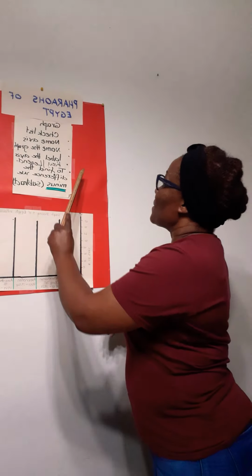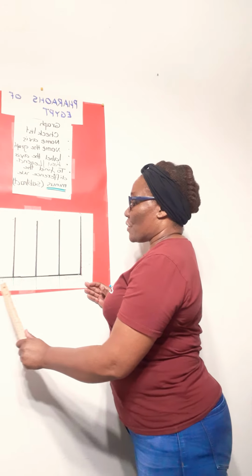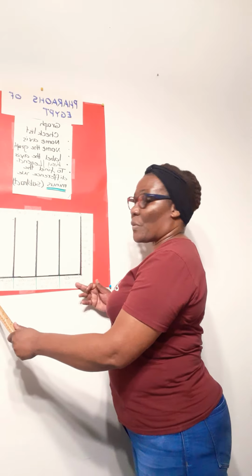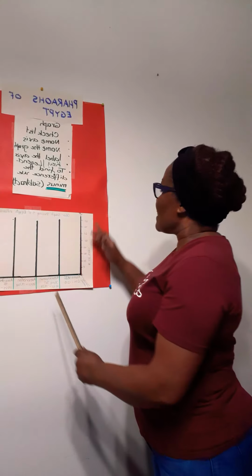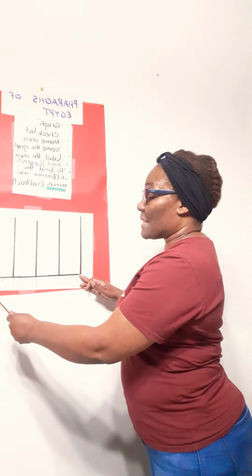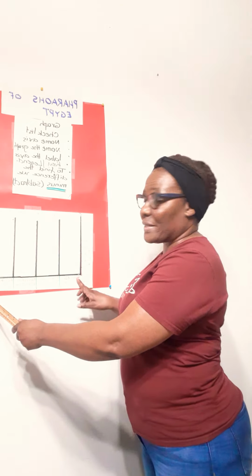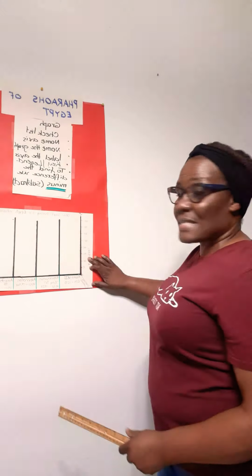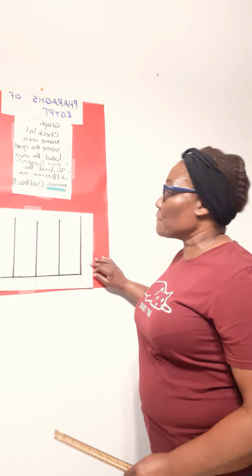Then, we must name the axes. The x-axis that runs across, that's where we are going to put the names of the influential leaders. And the y-axis, the one that stands, that's where we're going to put the number of years.